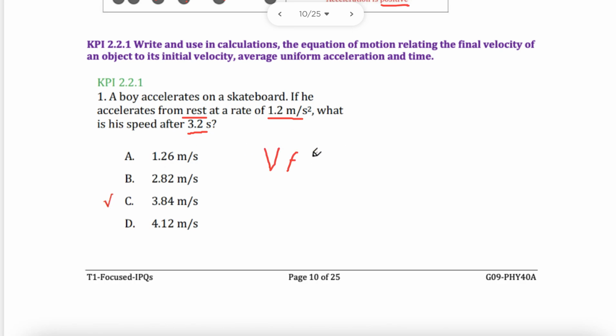We have V final equals V initial plus AT. We will stick with this formula for this one. That is supposed to be a plus. Let me try that one more time. V final equals V initial plus AT. I want to know his speed after 3.2 seconds.